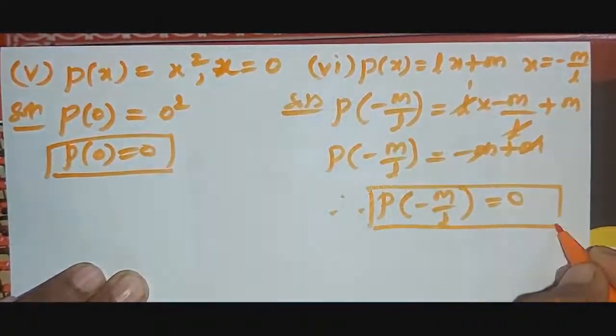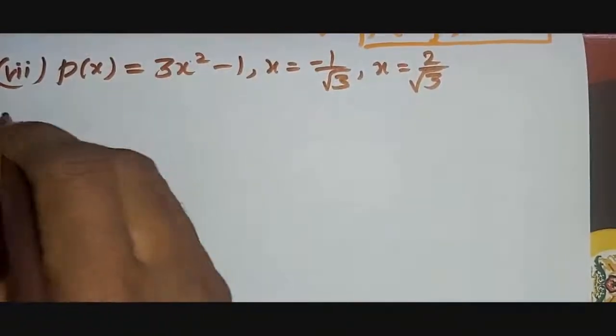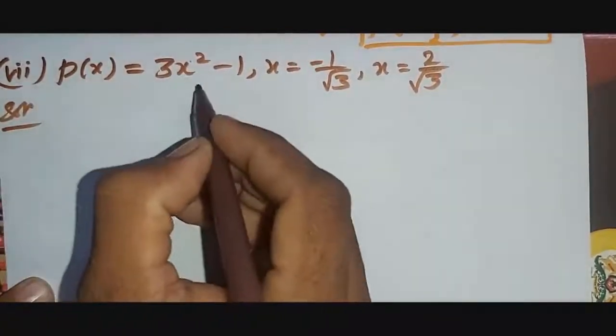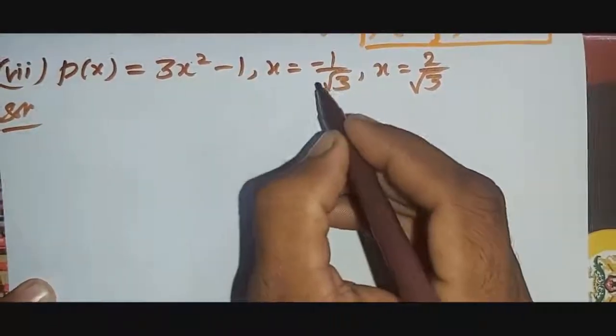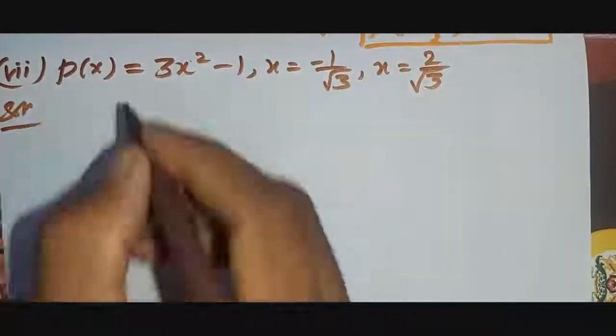This is also zeros of the polynomial. Okay, here we have seventh question. Solution. P of x is equal to 3x square minus 1, if x is equal to minus 1 by root 3, and second one x is equal to 2 by root 3. Okay, we have to put those values.